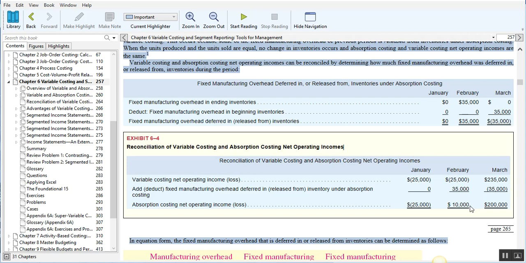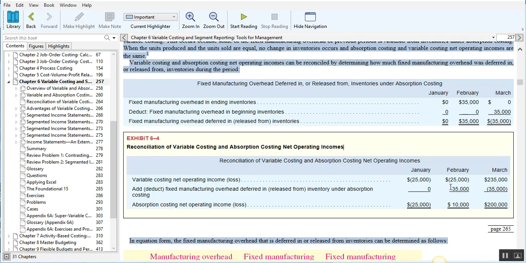Then in March, we're going to reverse what we need to do, because in March we have the variable costing net income here. But again, we're going to deduct fixed manufacturing overhead here because we're releasing one of these, the aircraft manufactured in February. We're releasing that from inventory in March, so we count that in the cost of goods sold.